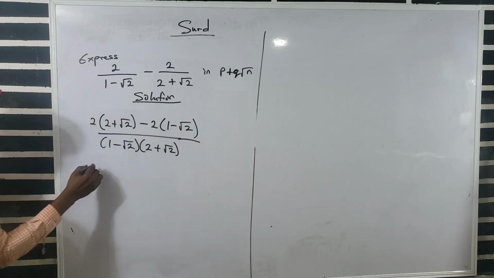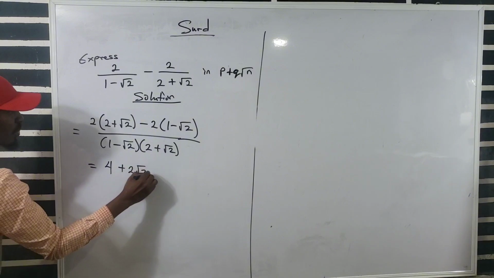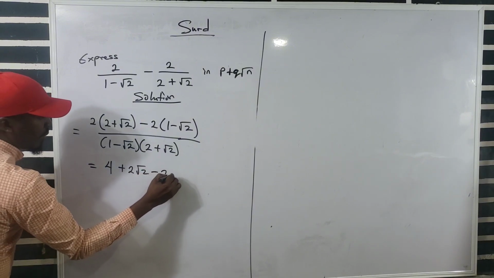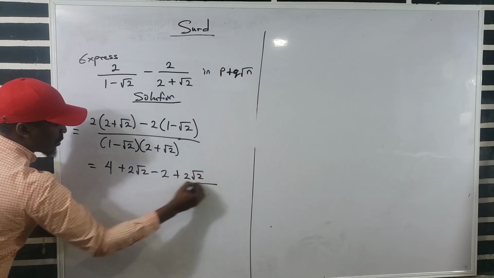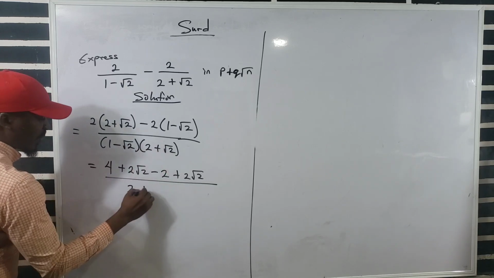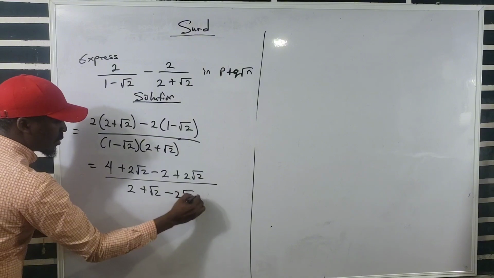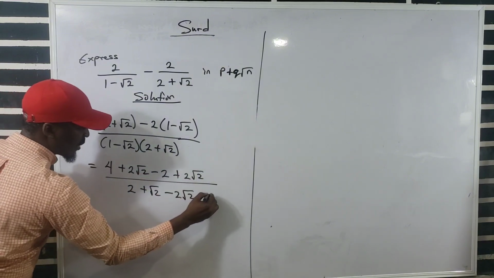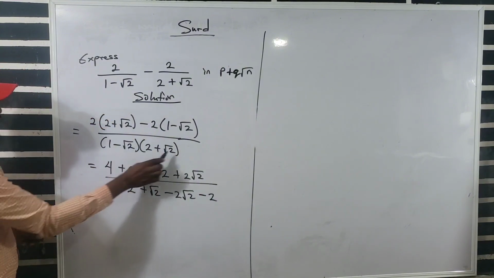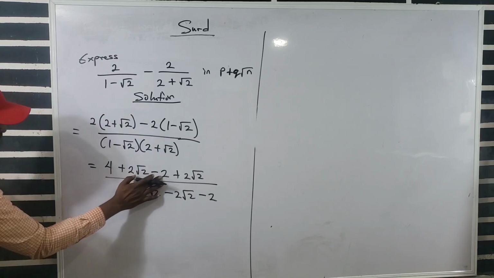Opening your bracket, you are going to have 4 plus 2 root 2 minus 2 plus 2 root 2, all over this. This and this will give us 2, this and this will give us plus root 2, this and this will give us minus 2 root 2, and this and this will give us minus 2. That's because root 2 times root 2 will give us 2. So that will give us 4 minus 2.